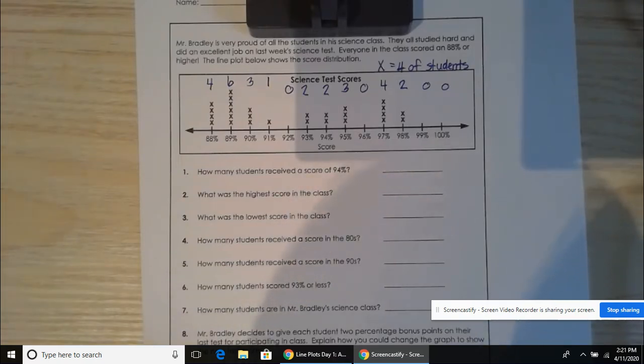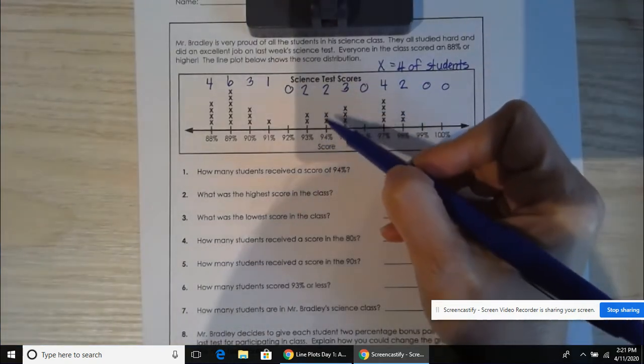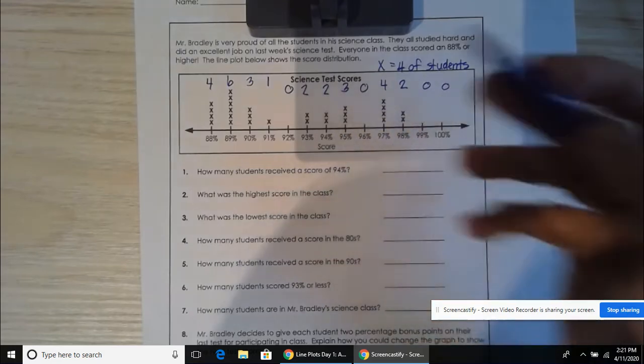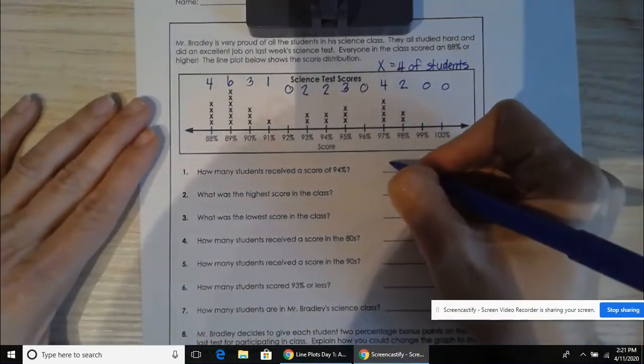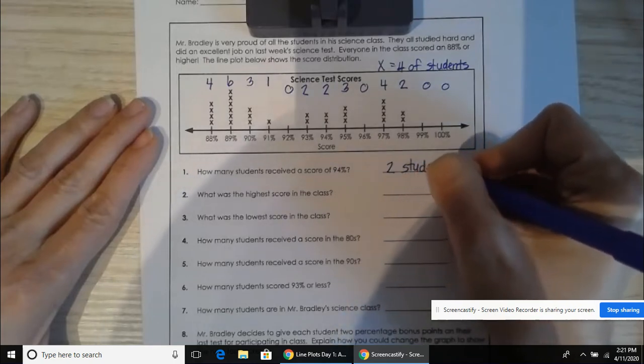How many students received a score of 94%? We can go right to 94%. We have already marked that 2 students received that score. So that answer would be 2 students.